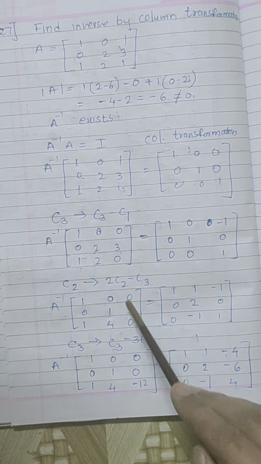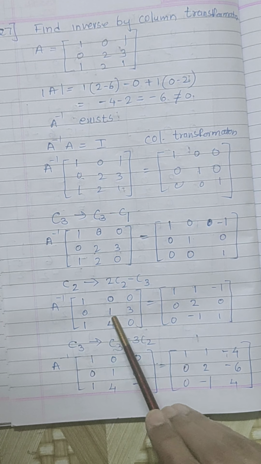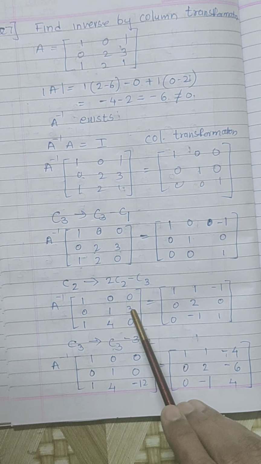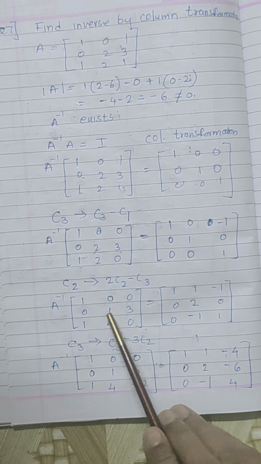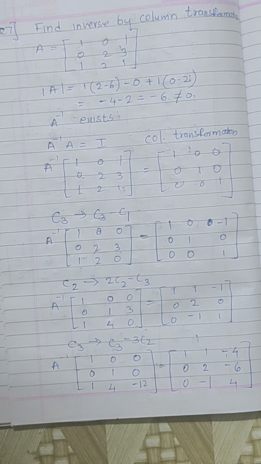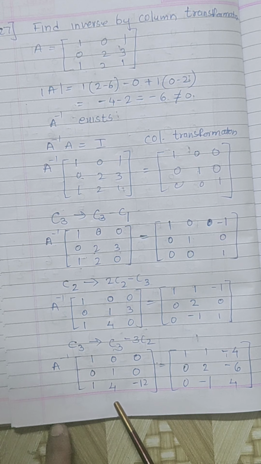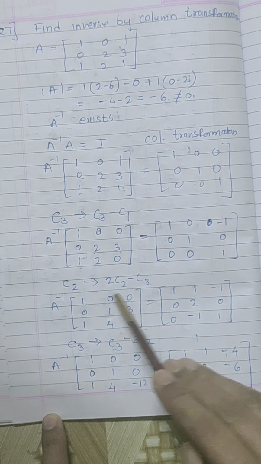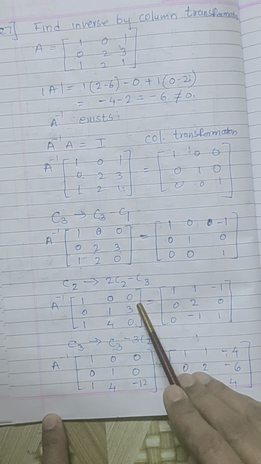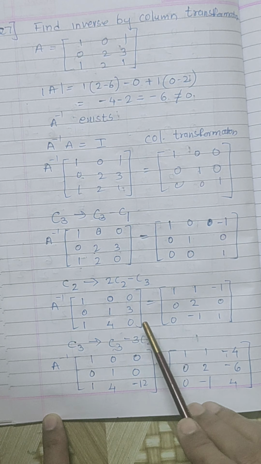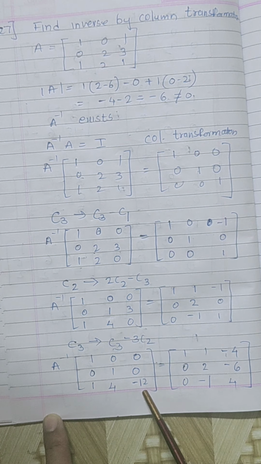Then see, we have to convert this C3. Here we want 0. So if you multiply this by 3 and subtract this 2, you will get 0. So C3 changes to C3 minus 3 into C2. So first write down the first and second columns as they are, and then convert C3 to C3 minus 3 into C2. 0 will remain 0. 3 minus 3 into 1 is 3, 3 minus 3 will be 0.